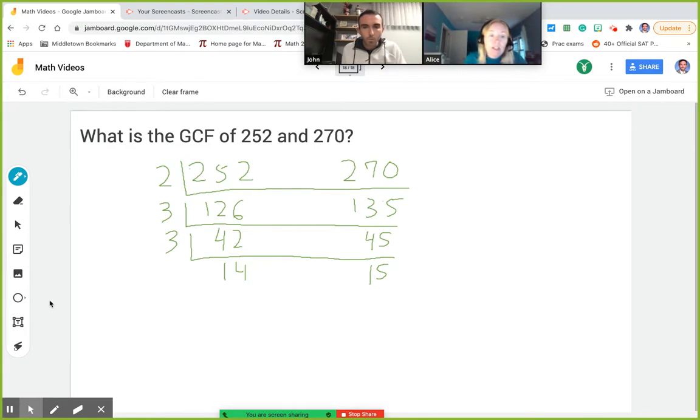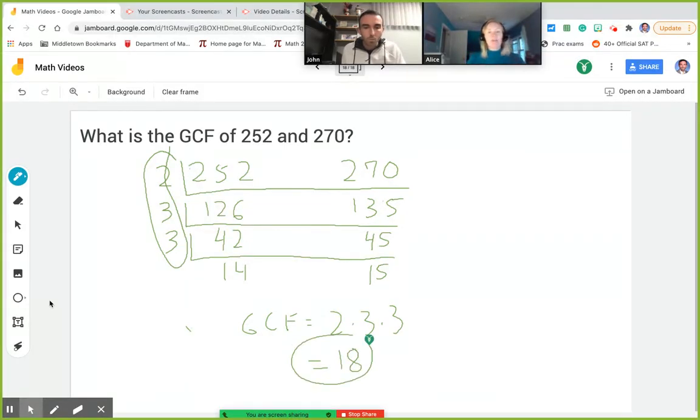And I'm going to say, okay, the greatest common factor is going to be 2 times 3 times 3. It's going to be 18. John, this is a much more straightforward approach. Much as I like factor trees, I really like this approach.